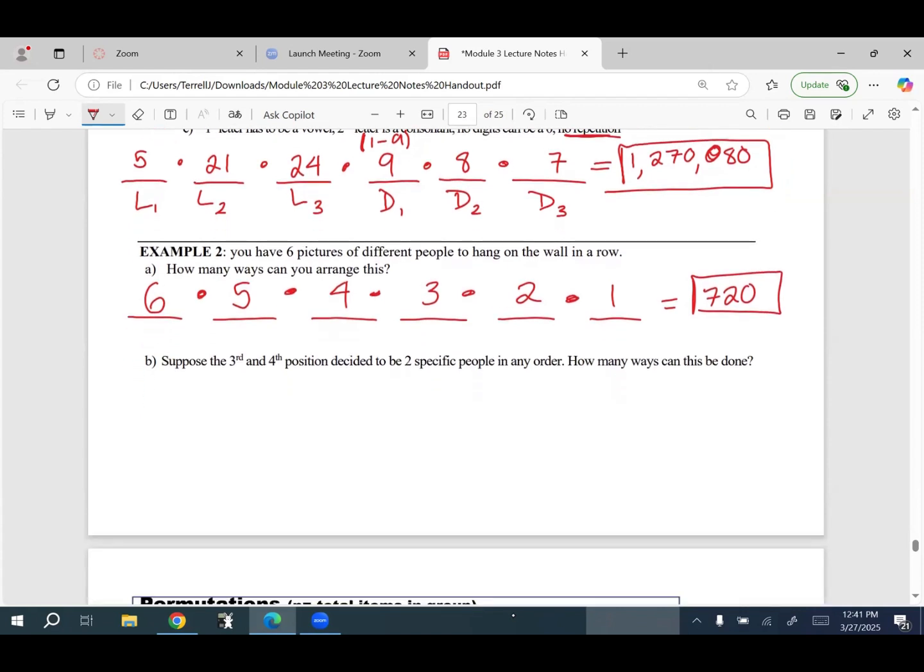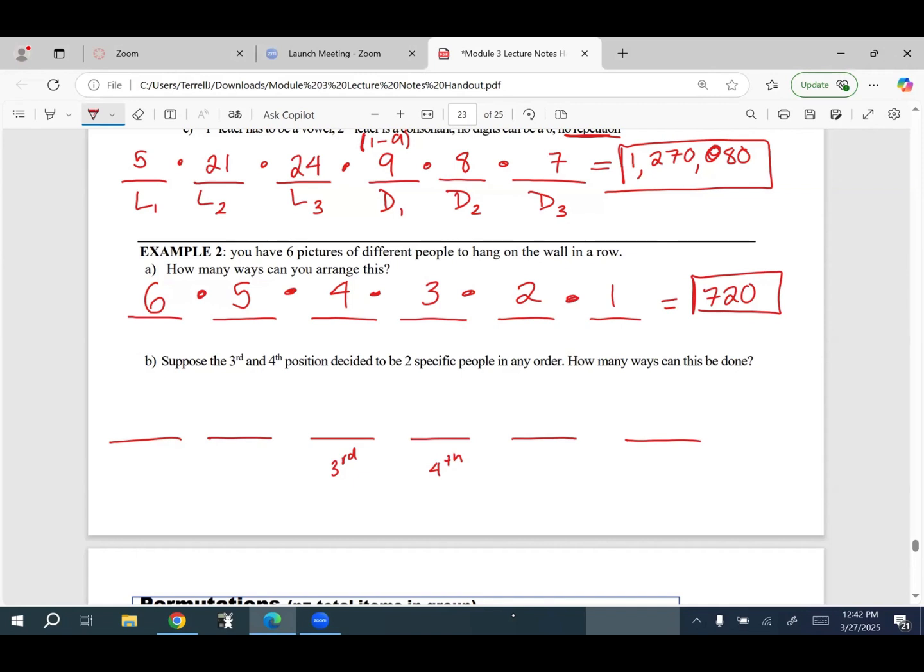Let's look at part B. You still have 6 frames, so I'm putting 6 spaces there. And it says, suppose the third and the fourth position decided to be 2 specific people in any order. How many ways can this be done? So there's some specifications for the third and the fourth position, so I'm just noting that there. For the third and fourth position, it has to be between 2 specific people.